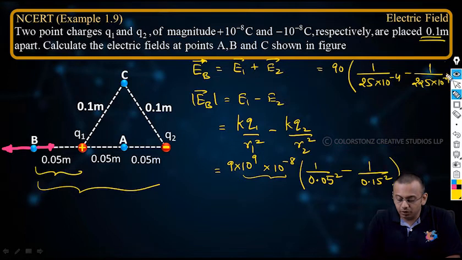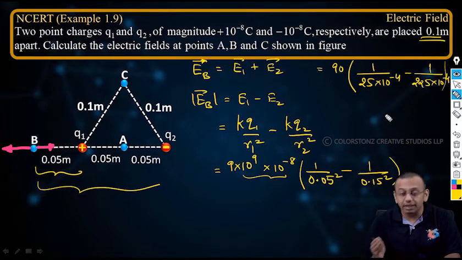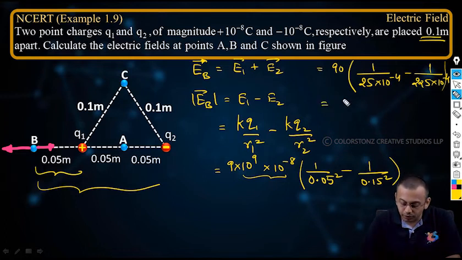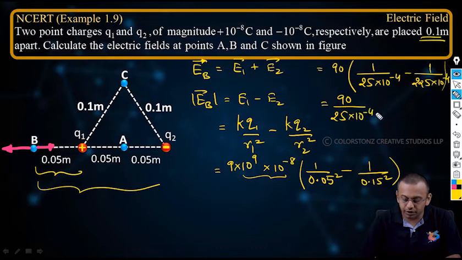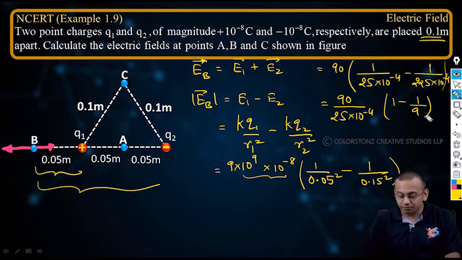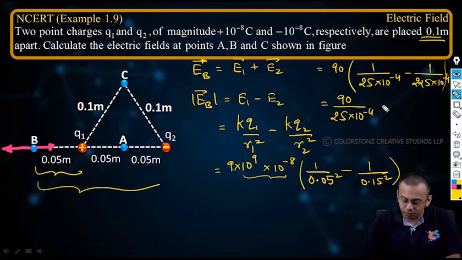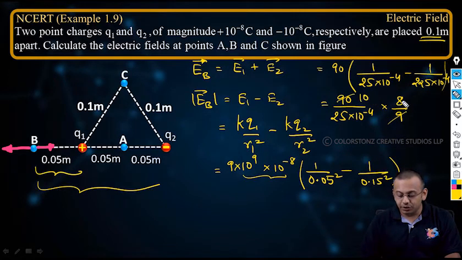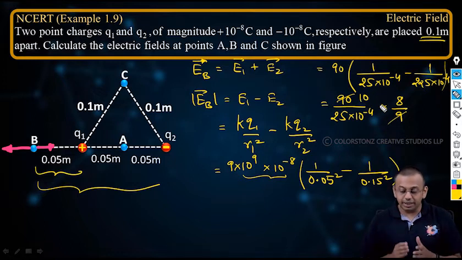Okay. So 10 to the power minus 4 also I can take out common, 25 also I can take out common, and what will remain is 90 upon 25 into 10 power minus 4 into 1 minus 1 by 9. Right? This will become 8 by 9. I'm writing here itself because there is a little less space. 9 and 90 I can cancel. This will become 10. So we have 80 upon 25.